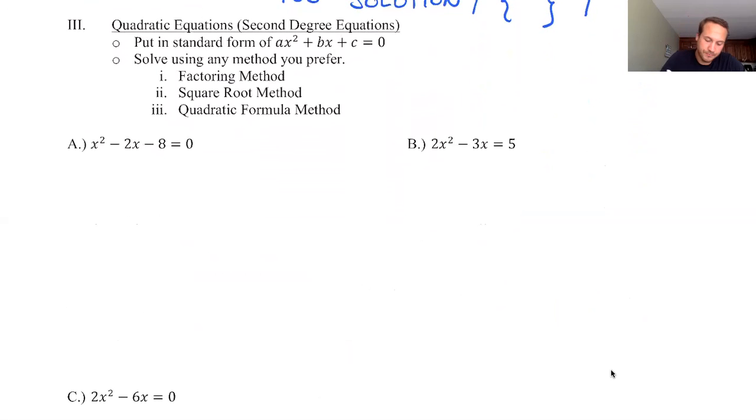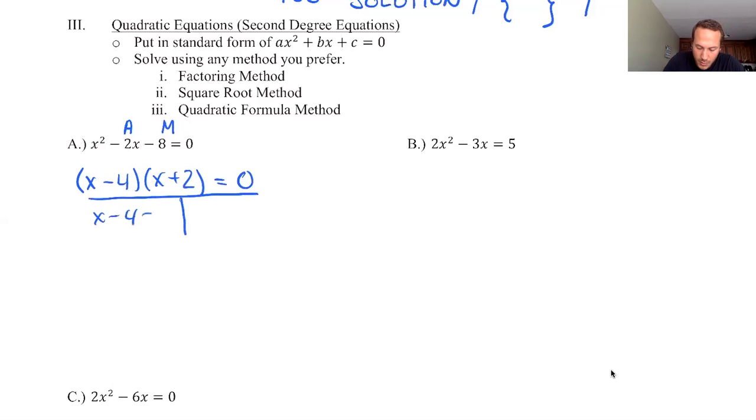It's up to you, but are there factors that add to negative 2 and multiply to negative 8? And there are. It's going to give me x minus 4 times x plus 2 equals 0. From there, what's that going to do for me? x minus 4 equals 0, therefore x equals 4. I've got x plus 2 equals 0, and that's going to give me x equals negative 2. Both of these answers are going to work out.